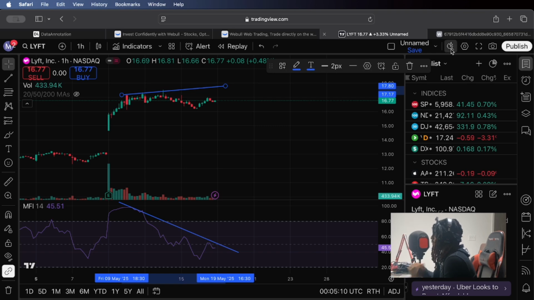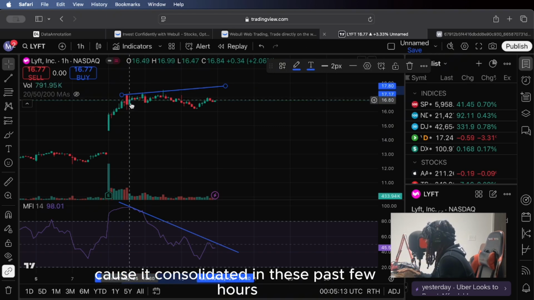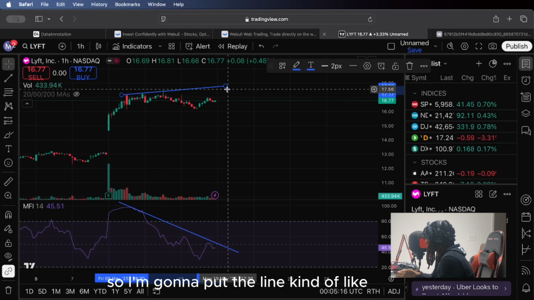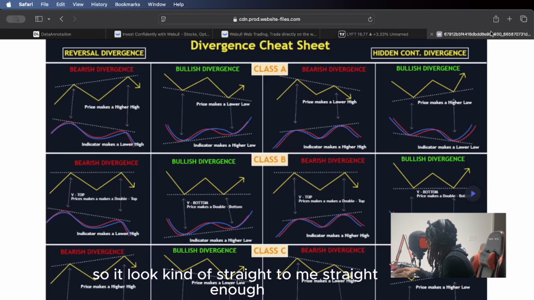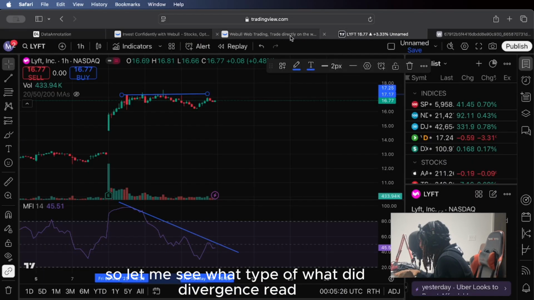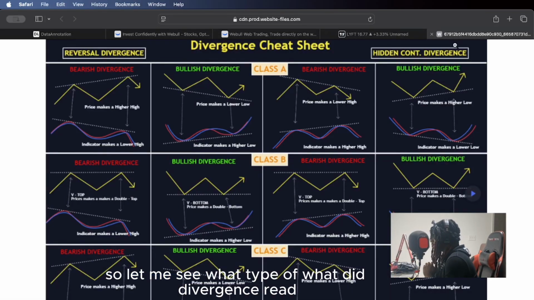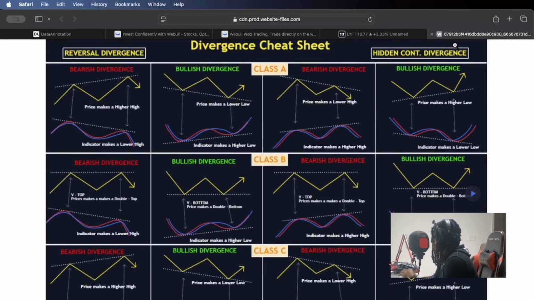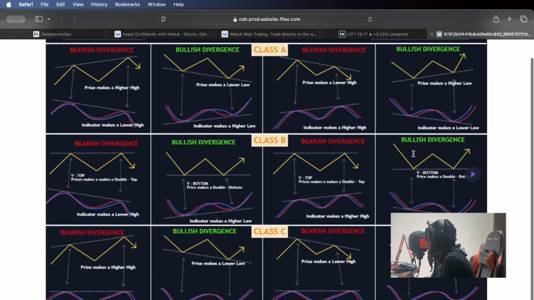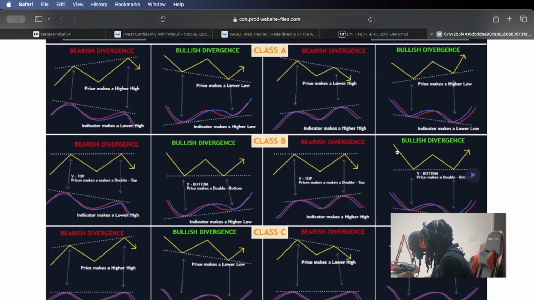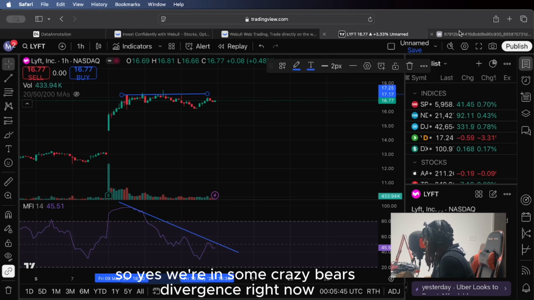All right. So this one is kind of tricky because it consolidated in these past few hours. So I'm gonna put the line where I can generally see the peaks. It looks straight enough to me. So let me see what the divergence reads. Yeah, it's reading some crazy bearish divergence right now, even on the 10-minute.